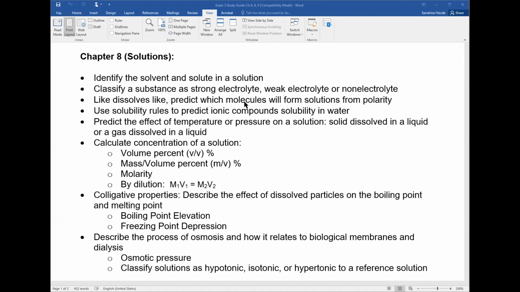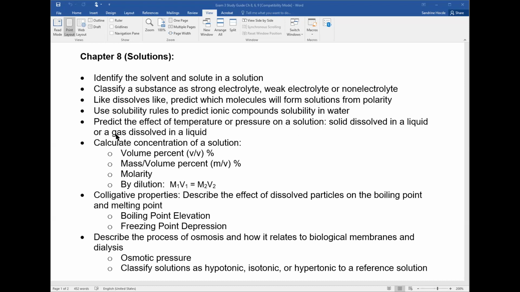Next point is to predict the effect of temperature or pressure on a solution. When a solid dissolves in a liquid, if you increase the temperature, you will be able to dissolve more of the solid. So the solubility of a solid in a liquid increases with temperature.